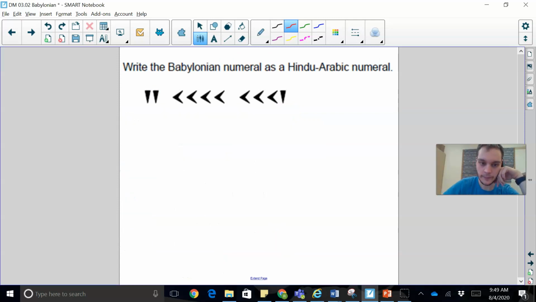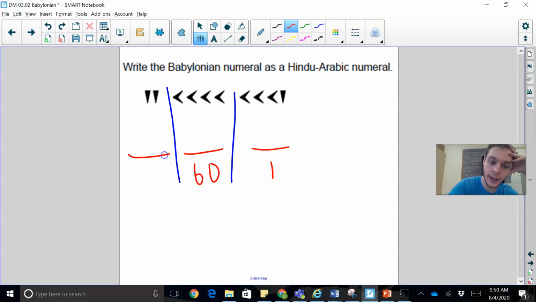Okay. Right, the Babylonian numerals to Hindu Arabic. So now we're going back again. Here, it's very important to know, we have 2 gaps, right? So whatever we get here, we're going to multiply by 1. Whatever we get here, we're multiplying by 60. Whatever we get here, we're multiplying by 60 squared, or 3,600. Okay?